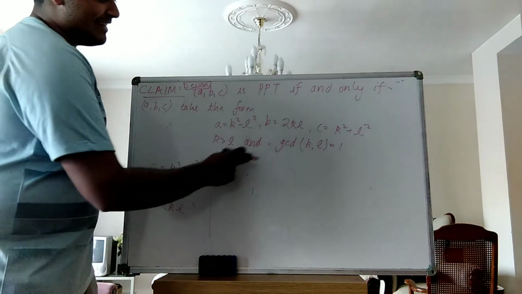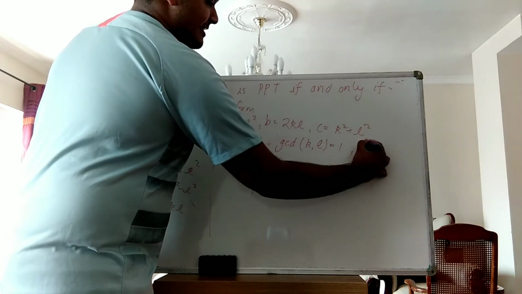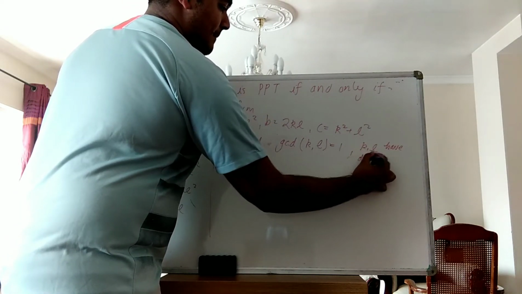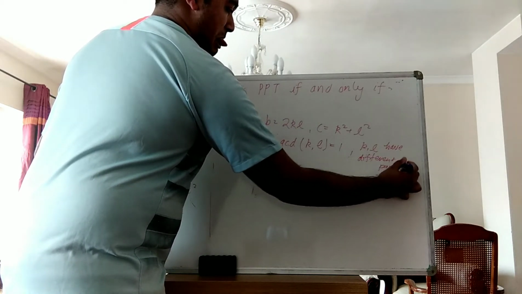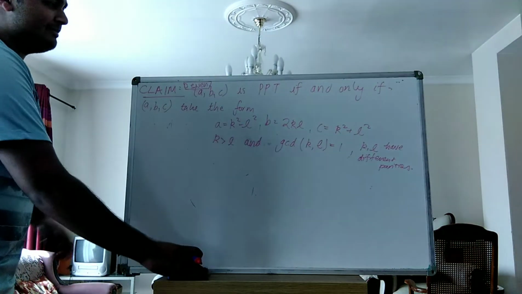So k is bigger than l, the GCD of k, l is 1, and k and l have different parities. Just squeeze that on there. Okay, so now that's the claim.